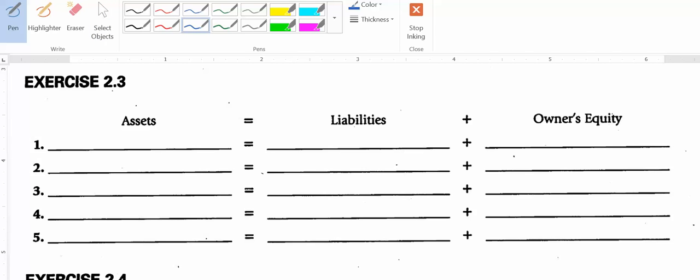So here we go with exercise 2.3. Now, the first thing that confused me, and I sure hope that your study guides are correct and mine's the only one that's wrong, but I have a feeling that our study guides are showing 5 answers and our book is asking us to complete 10 transactions. So we're missing 5 lines.